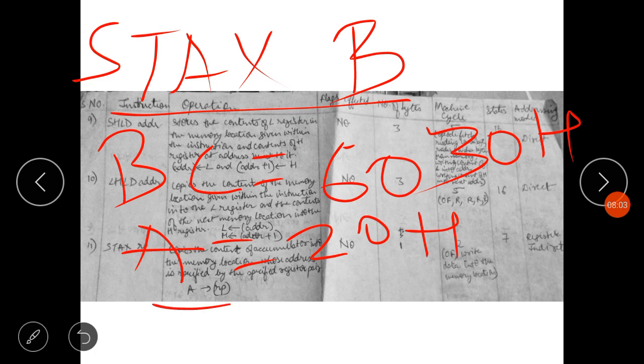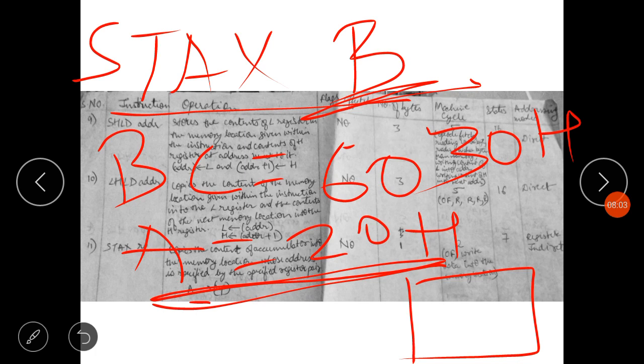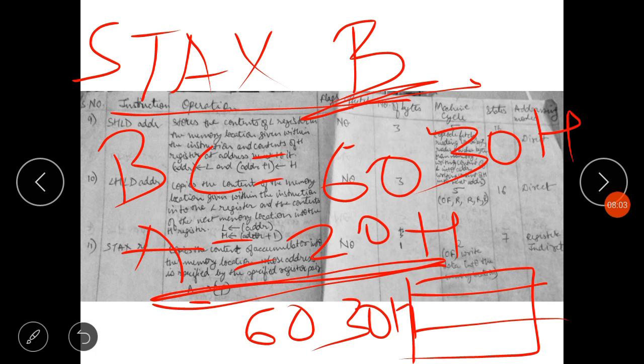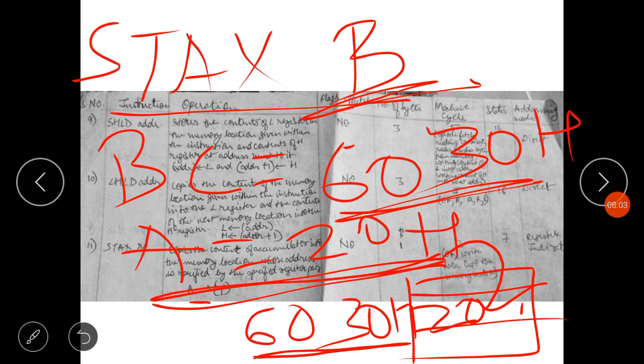The content of the accumulator will get stored in the memory location whose address is specified by the register pair. Here the accumulator content is 20H, and the memory location whose address is the content of the BC register pair. The content of BC register pair here is 6030H. So in that memory location whose address is 6030H, the content of the accumulator will get stored after execution of this instruction.